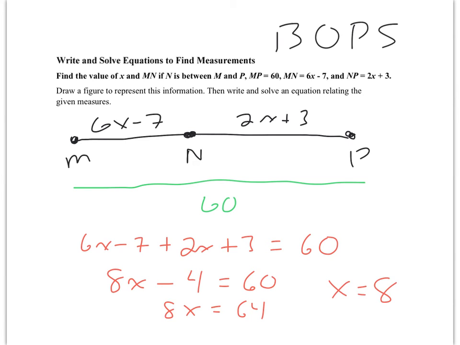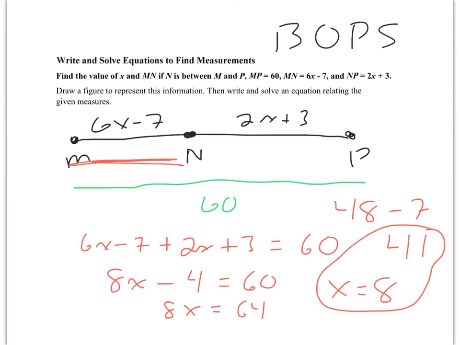So if x is equal to 8, I still need to find the length of MN. Well, MN is going to be 6 times 8, which is 48, minus 7. So MN has a length of 41. And there are my answers.